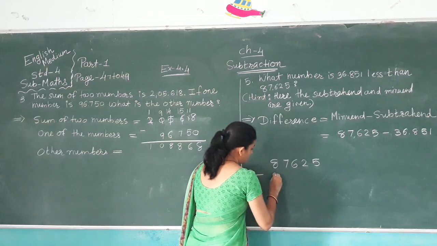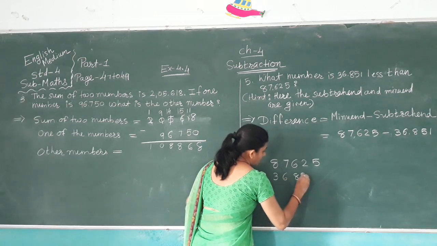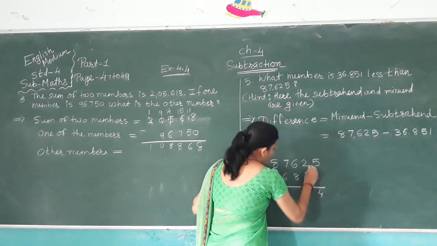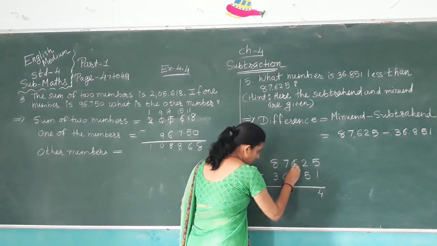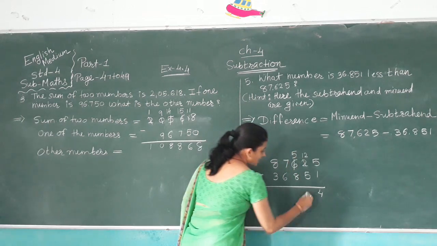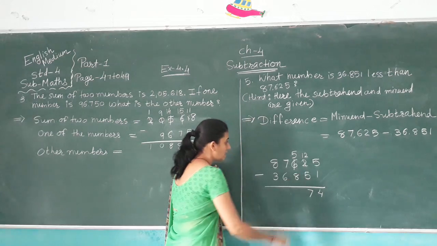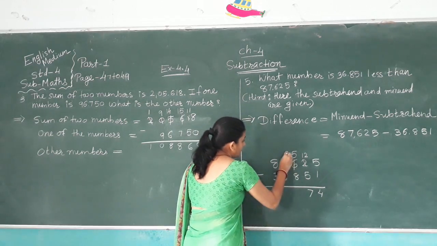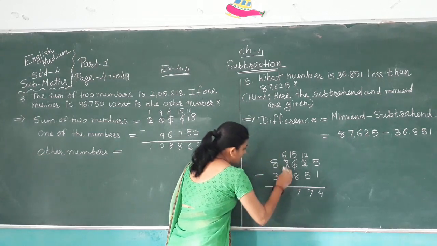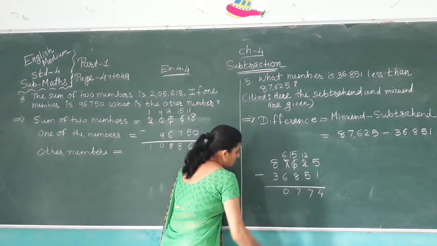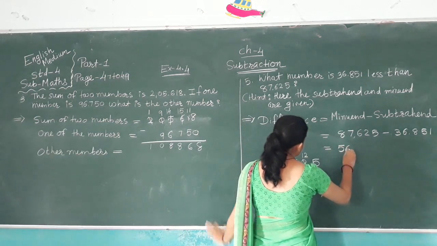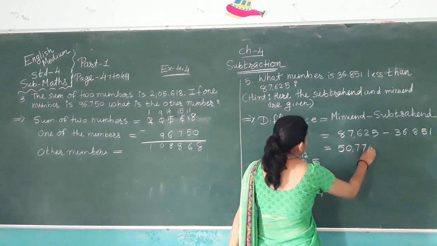87,625 minus 36,851. 5 minus 1, 4. 2 minus 5 is not possible. Cut here 6, write here 5, here 12. 12 minus 5, 7. Again 5 minus 8 is not possible. Cut here 7, write here 6, 15. 15 minus 8, 7. 6 minus 6, 0. 8 minus 3, 5. So we get the answer 50,774.